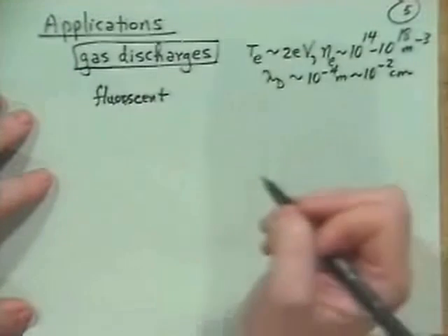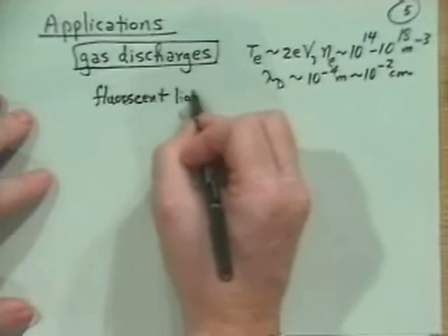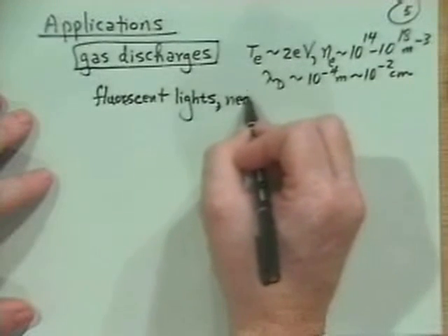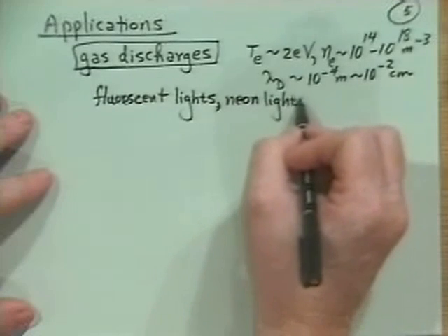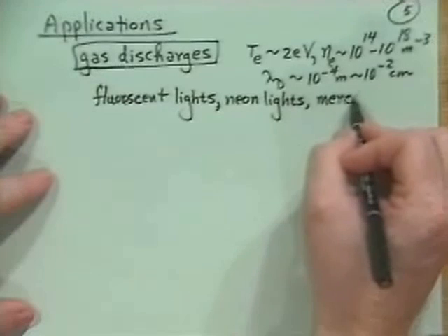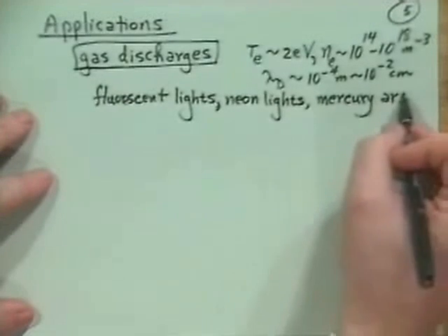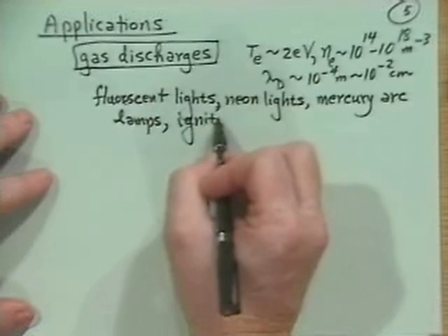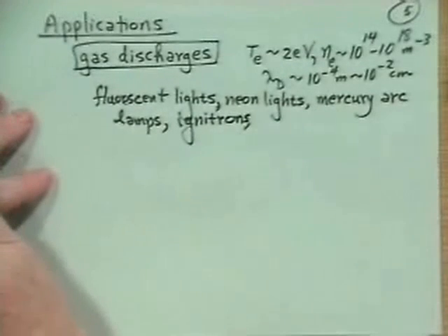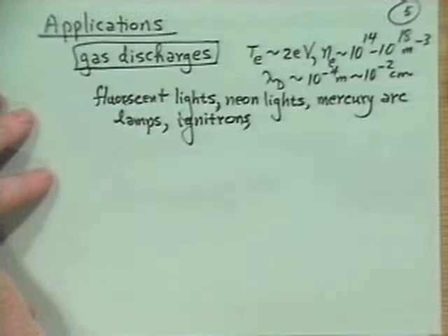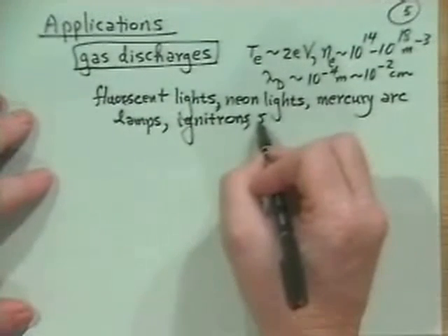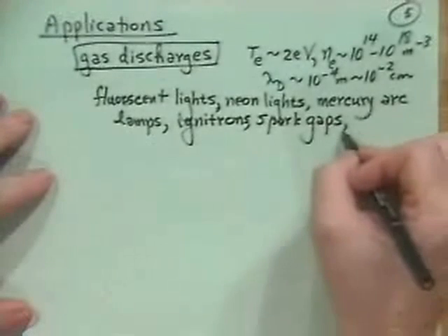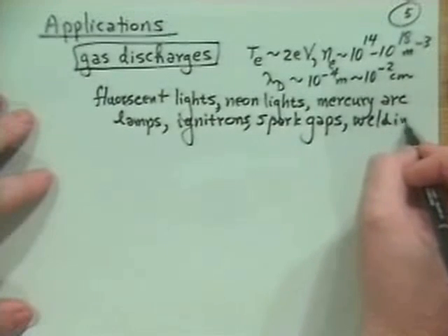Need an extra E in there, kind of hard to put in. Anyway, fluorescent lights. Things like mercury and neon lamps, or neon lights, I should say. Mercury arc lamps, various types of arc lamps. Things like so-called ignitrons, which are ways of controlling very high currents. Thyristors or thyratrons. Spark gaps, things like that. And welding arcs, all kinds of things tend to get into this.